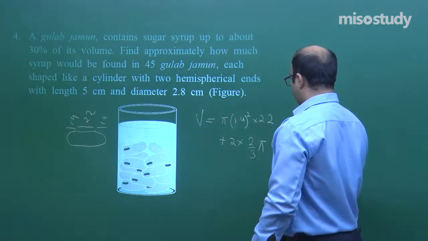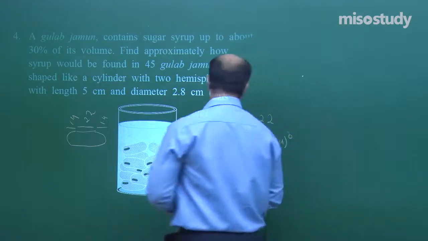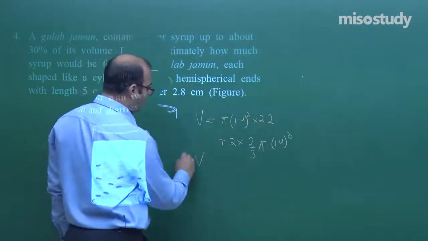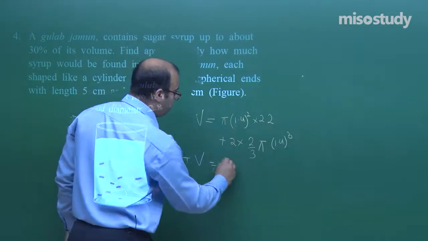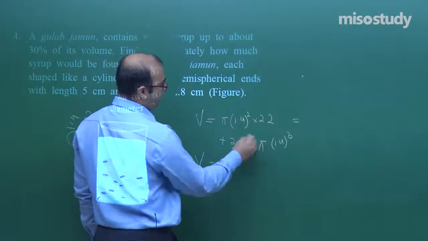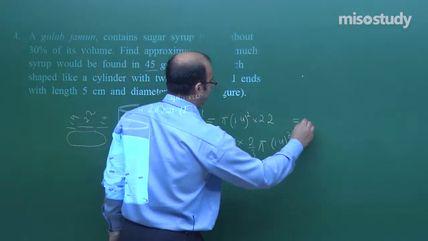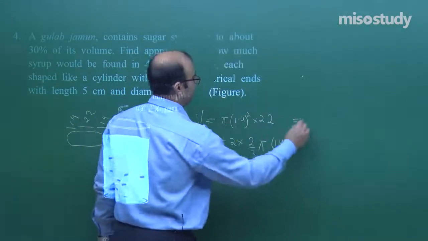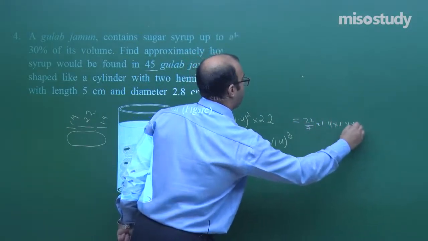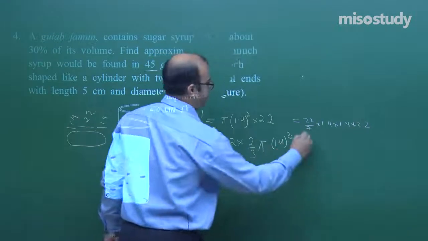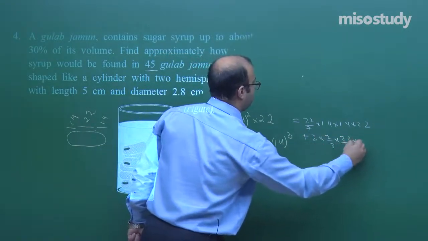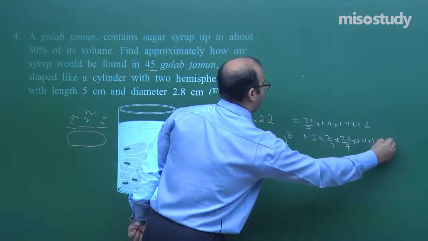So 1.4 cube. Now this is the volume of one gulab jamun. If there are 45 gulab jamuns, the total volume is 45 into this value. Let us calculate this value. Let us take pi common and write pi as 22 by 7 into 1.4 into 1.4 into 2.2 plus 2 into 2 by 3, pi is 22 by 7 into 1.4 into 1.4 into 1.4.